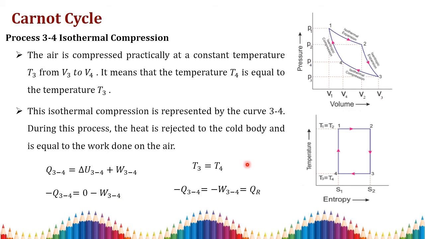Process 3 to 4 is again an isothermal compression process. In this compression process the temperature is constant, T3 is equal to T4. During compression the heat will be rejected here. Since it is an isothermal process, there is no change in internal energy, delta U.